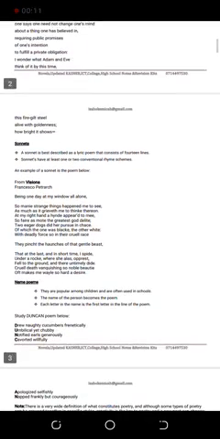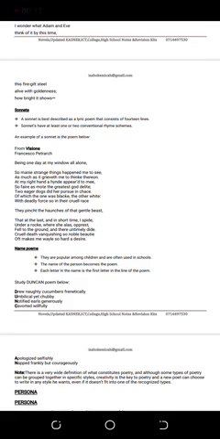Now we are looking at sonnet, and we say that a sonnet is best described as a lyric poem that consists of 14 lines. So it is strictly 14 lines, no less, no more. Are we together? So it is 14 lines. That's what we call a sonnet. And sonnets have at least one or two conventional rhyme schemes.